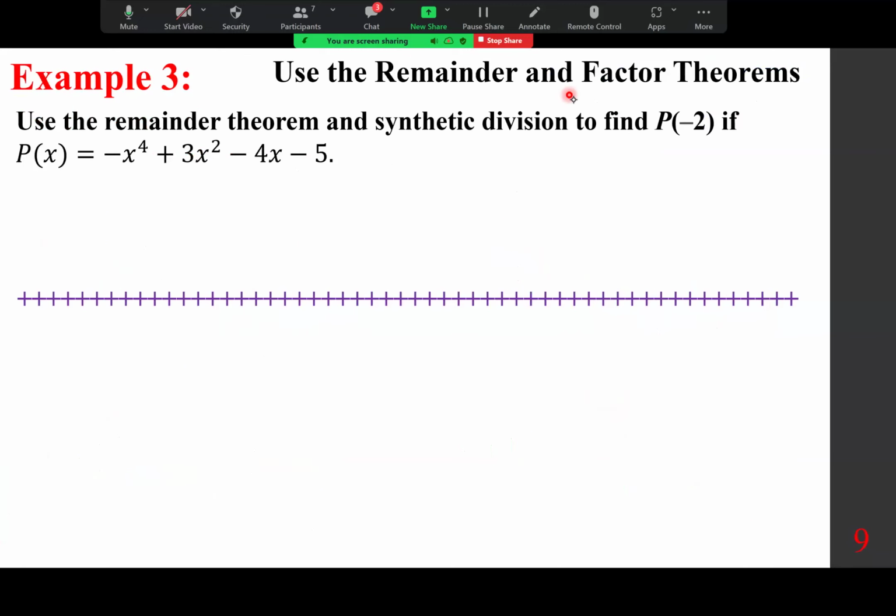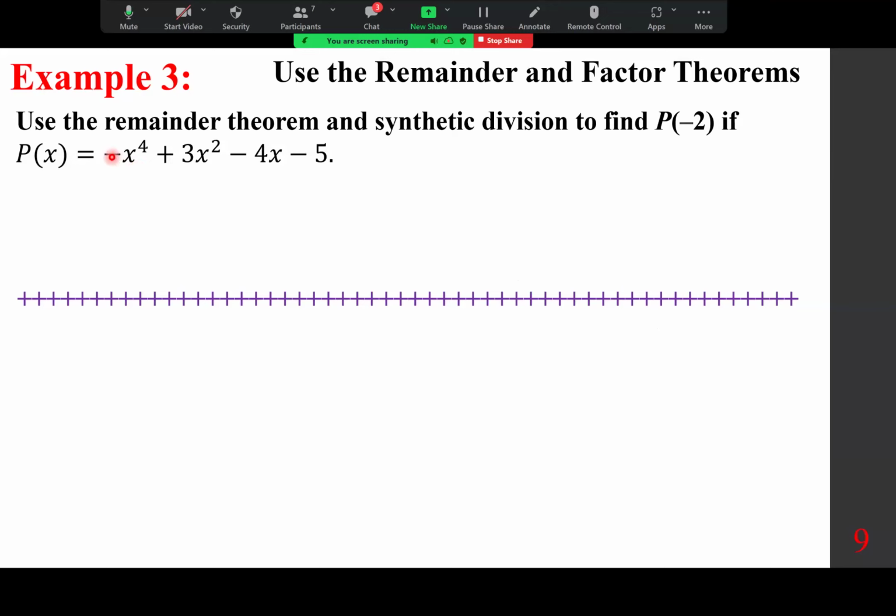Use the remainder and factor theorem. Use the remainder theorem and synthetic division to find p of -2 if p of x is minus x to the power of 4 plus 3x squared minus 4x minus 5. I'm going to go through this fast. A couple of synthetic divisions. I'll show you the process, but in short, you should be pretty comfortable with that. So let's start writing the synthetic division for this one.